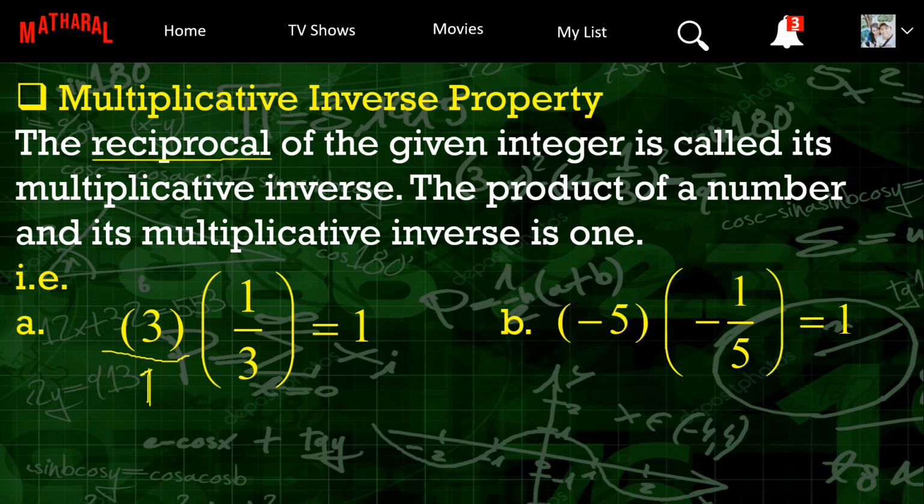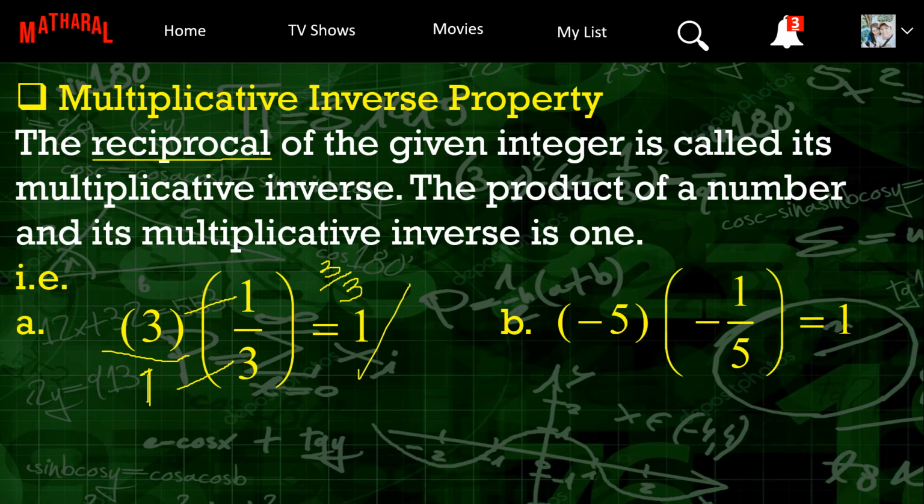Since this is 3 over 1 and you are asked to find the inverse of 3 over 1, all you have to do is to get its reciprocal. So the reciprocal of 3 over 1 is 1 over 3. If you multiply these two integers with imaginary denominator 1, 3 times 1 is 3, numerator to numerator, 1 times 3 is 3. So 3 divided by 3 is 1. The product of two integers which are multiplicative inverses is always 1. So please bear in mind that the multiplicative inverse product is 1.